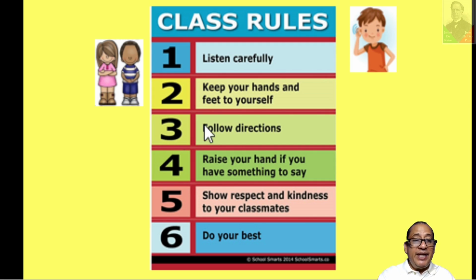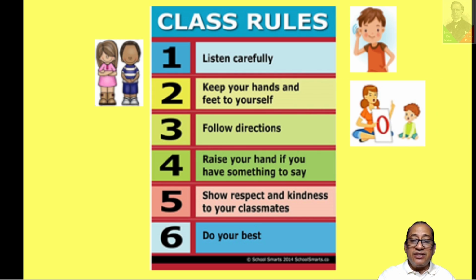What's next? Number three. Say, number three. Follow directions. Sigue las instrucciones. Here the teacher is saying some directions to the kid, and the kid is following the directions. El niño sigue las instrucciones de la maestra. Okay, the teacher is saying, say, oh, and the boy is saying, oh.